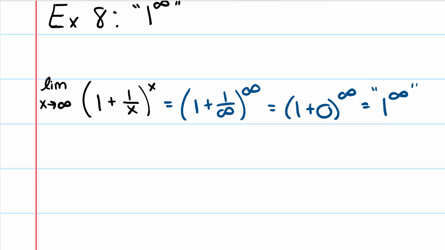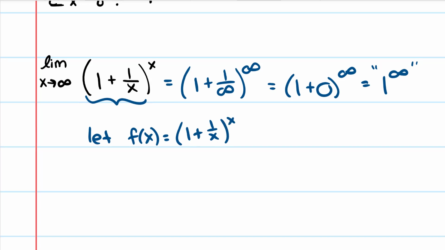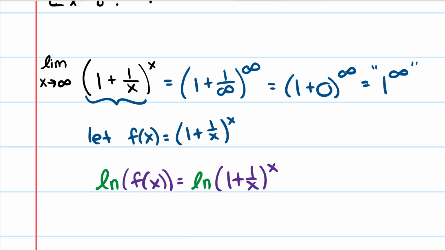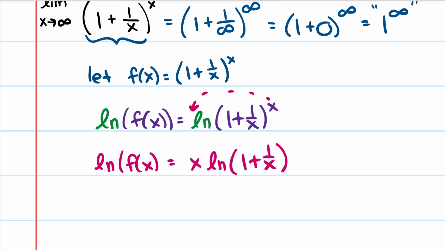So what we're going to do now is some fancy algebra to make this work. So we're going to let f of x equal the function right here. So that's 1 plus 1 over x to the x power. And now we're going to take the ln of both sides of that function. And what this is going to allow me to do is take this exponent and bring it down to the front. So we get ln of f of x is equal to x ln of 1 plus 1 over x.